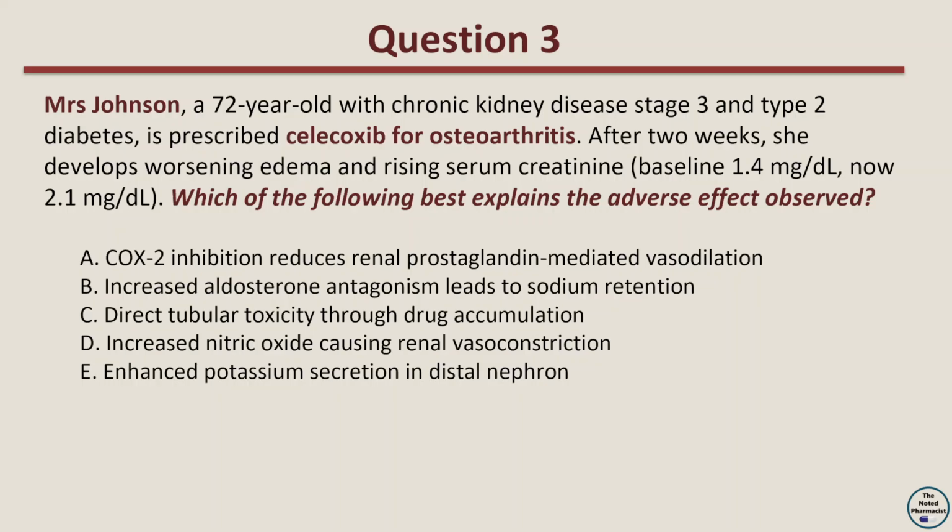Option A. COX-2 inhibition reduces renal prostaglandin-mediated vasodilation. Option B. Increased aldosterone antagonism leads to sodium retention. Option C. Direct tubular toxicity through drug accumulation. Option D. Increased nitric oxide causing renal vasoconstriction. Option E. Enhanced potassium secretion in distal nephron.